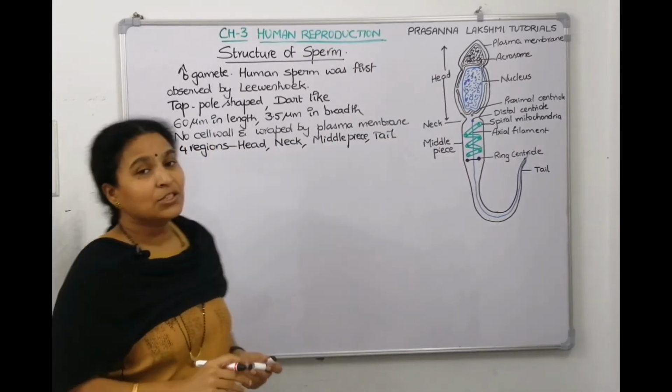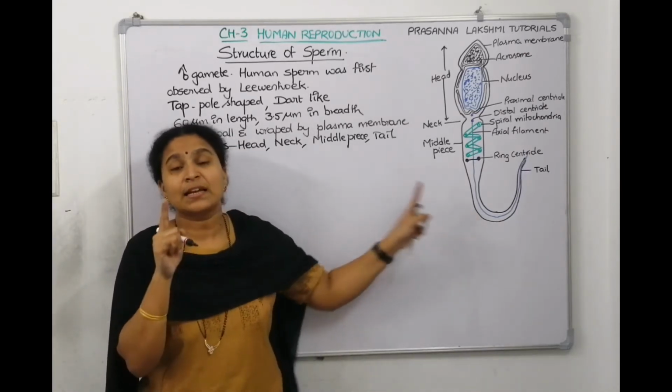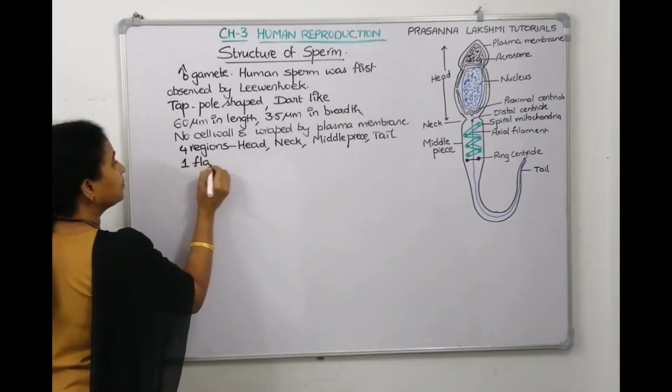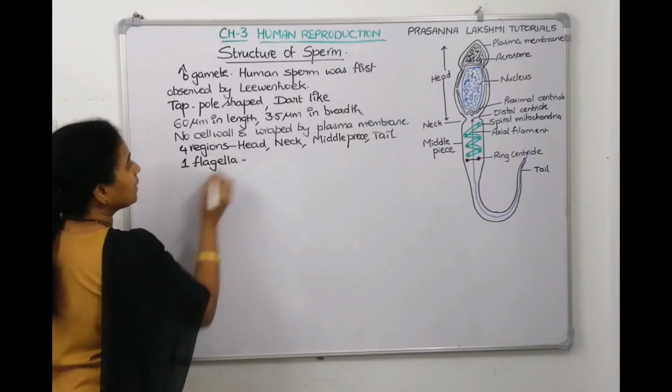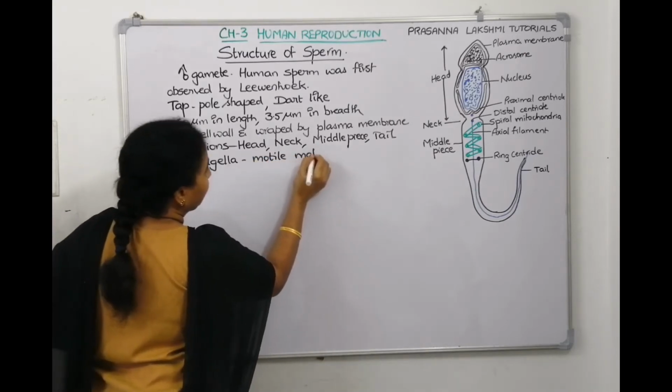Now, it is a dart-like, tadpole-like structure, and it is uniflagellated. One flagellum is there and it's a motile gamete. Because of this flagellum, it can swim, it can move. So it is a motile male gamete.